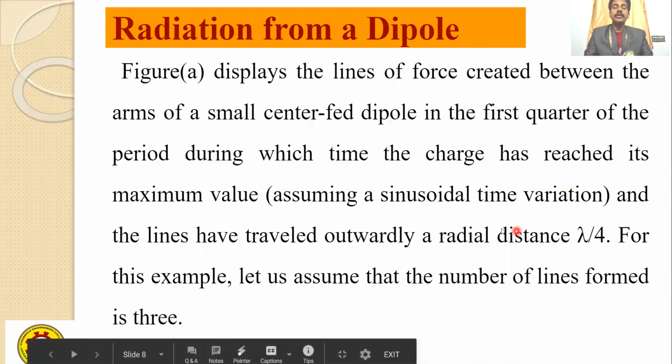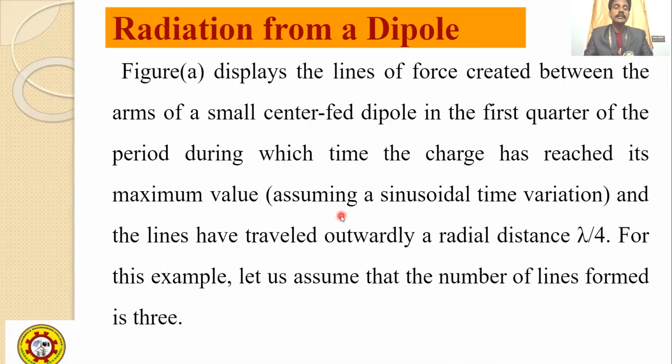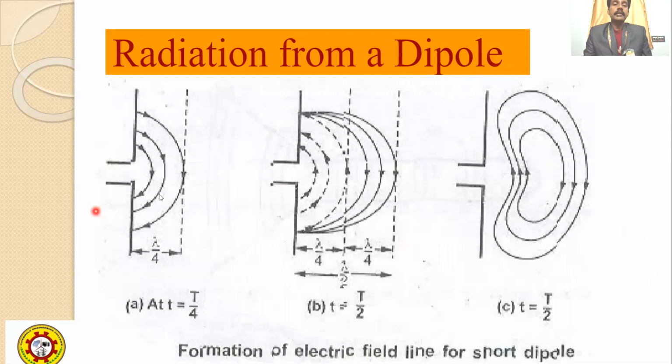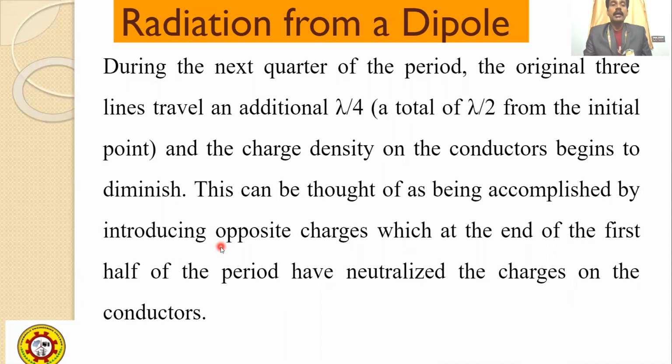Let me explain. This first figure shows the lines of force created between the arms of the center-fed dipole during the first quarter of the period, in which the charge reaches its maximum value. Those lines move in the outward direction to a distance of lambda by 4. For this example, we can number them approximately, let's say line 1, 2, 3, and so on. These lines are generated by this two-pole arrangement in a quarter of the time period.